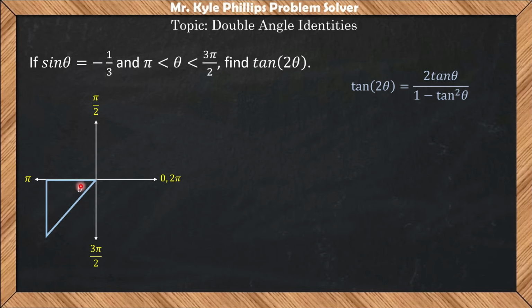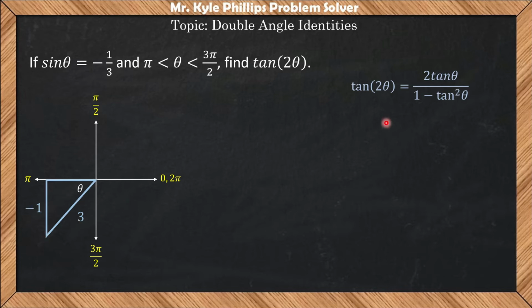Now in the problem they tell us sine is negative 1/3. Well, this is very helpful because sine is the opposite over the hypotenuse. So we'll put a 1 on our opposite leg and a 3 by the hypotenuse. Now what you want to remember is that in quadrant 3, your x and y values are negative. So this 1 should be negative.